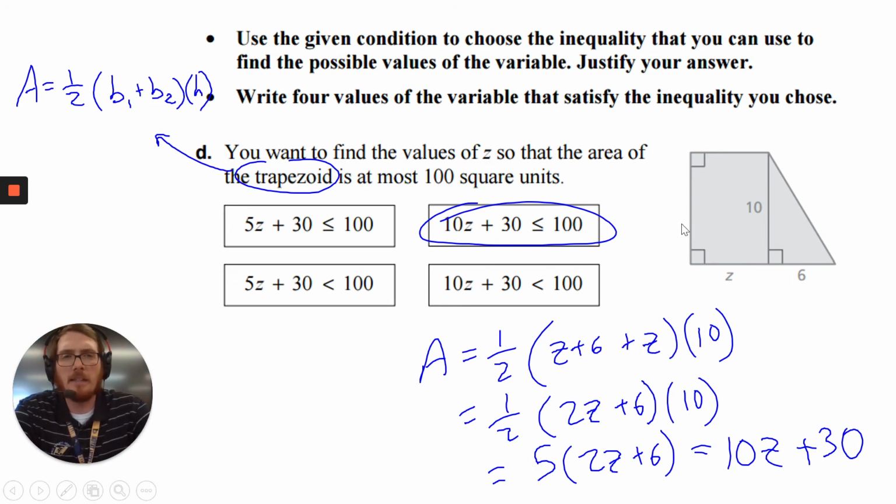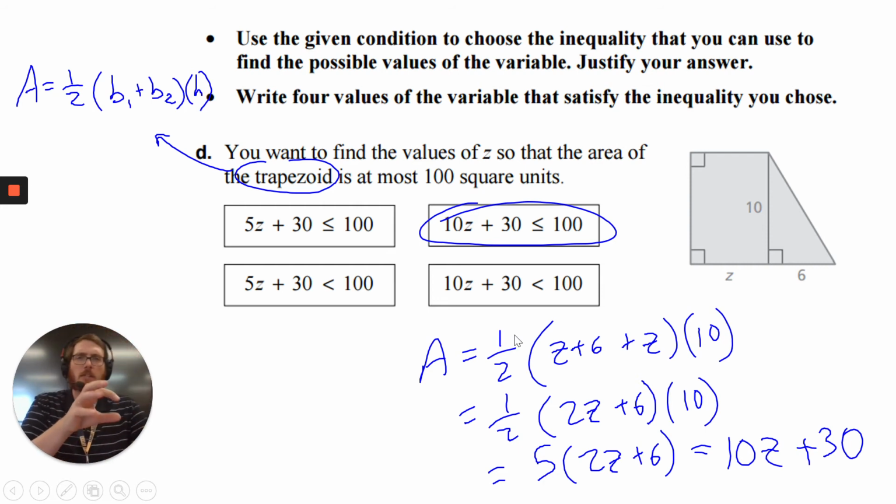But then I have a plus z here because if this side at the bottom is z, this is also z at the top. And then the height has to make a right angle, which is the 10. So that makes it 2z plus 6 if I combine like terms inside this parentheses. I decided to use the associative property of multiplication and multiply how I would like. So I took 1/2 times 10 and got 5 first, and then distributed, and that's how you get the 10z plus 30. Notice it says at most 100, so that would be less than or equal to.